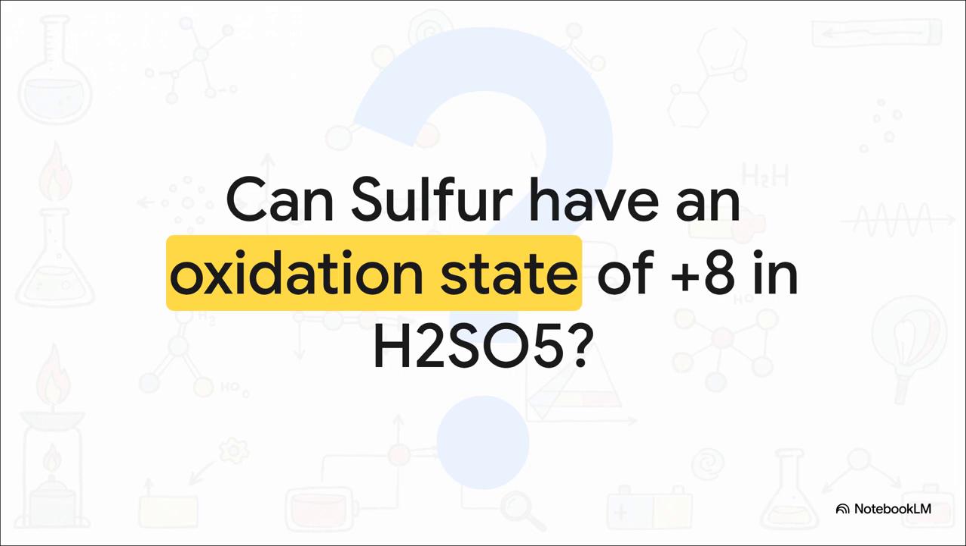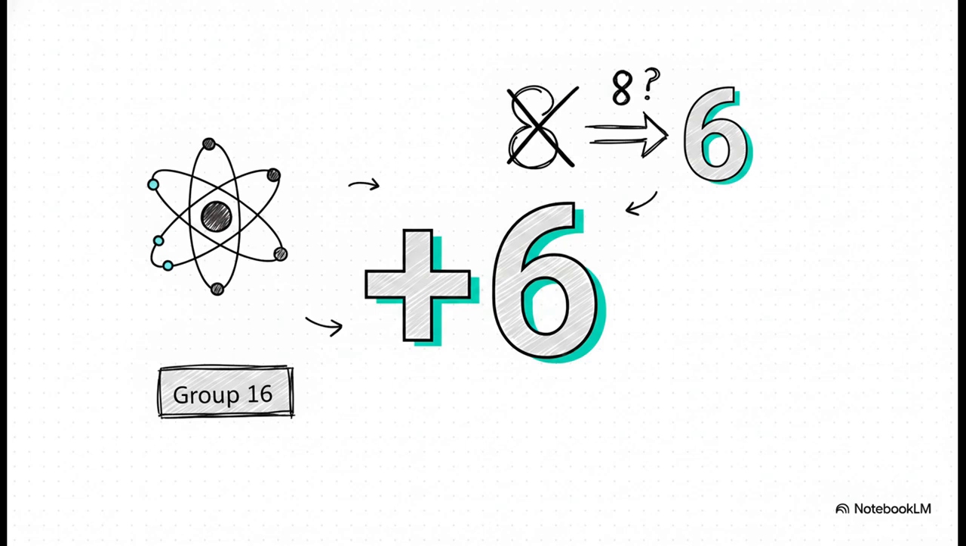But wait, does an oxidation state of +8 for sulfur even make logical sense in reality? The answer is a hard no. Since sulfur sits in group 16 of the periodic table, its absolute theoretical maximum is only +6. It literally only has 6 valence electrons to give. It can't give 8. So why on earth did our seemingly flawless math spit out an 8?